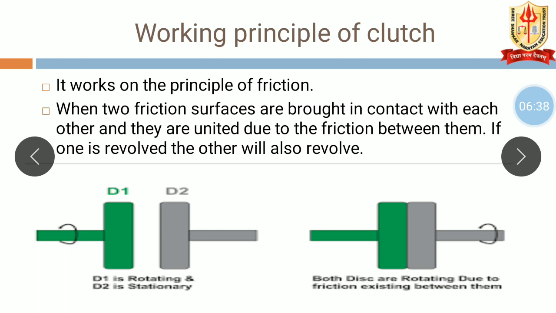So the working principle of a clutch is only friction, and that friction depends upon the area of contact and the material of that component. If the material is rubber, then there is going to be more friction. If the material is plastic or steel, then depending on the material and the area of contact, the friction is going to be less or more. So on that basis we can decide our clutch is good or bad.